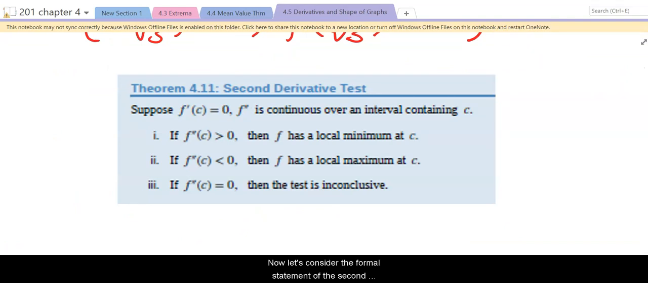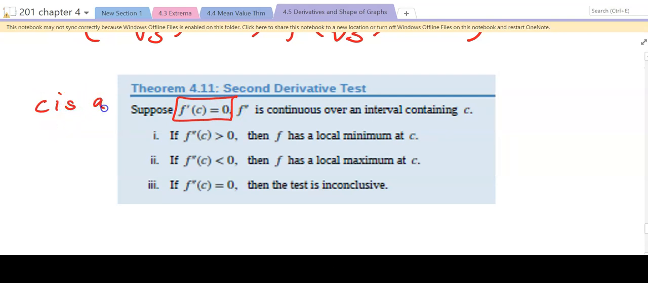Now let's consider the formal statement of the second derivative test. The second derivative test says that the first derivative is 0, which implies that C is a critical point. In other words, this first condition that you see here means that C is a critical point, and the critical point came from setting the first derivative equal to 0. If that's true, and the second derivative is continuous over the interval containing C, and that means you have to be able to draw it without picking up the pencil, then we can make the following conclusions.